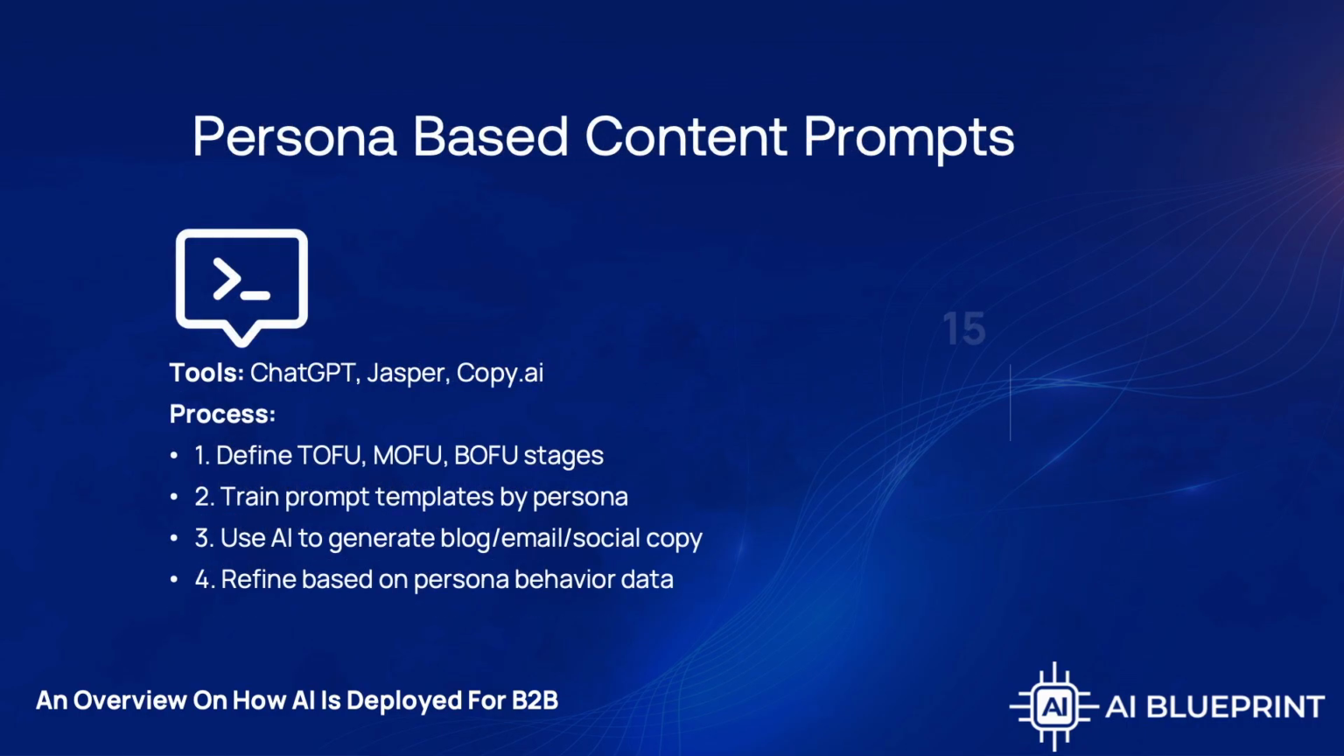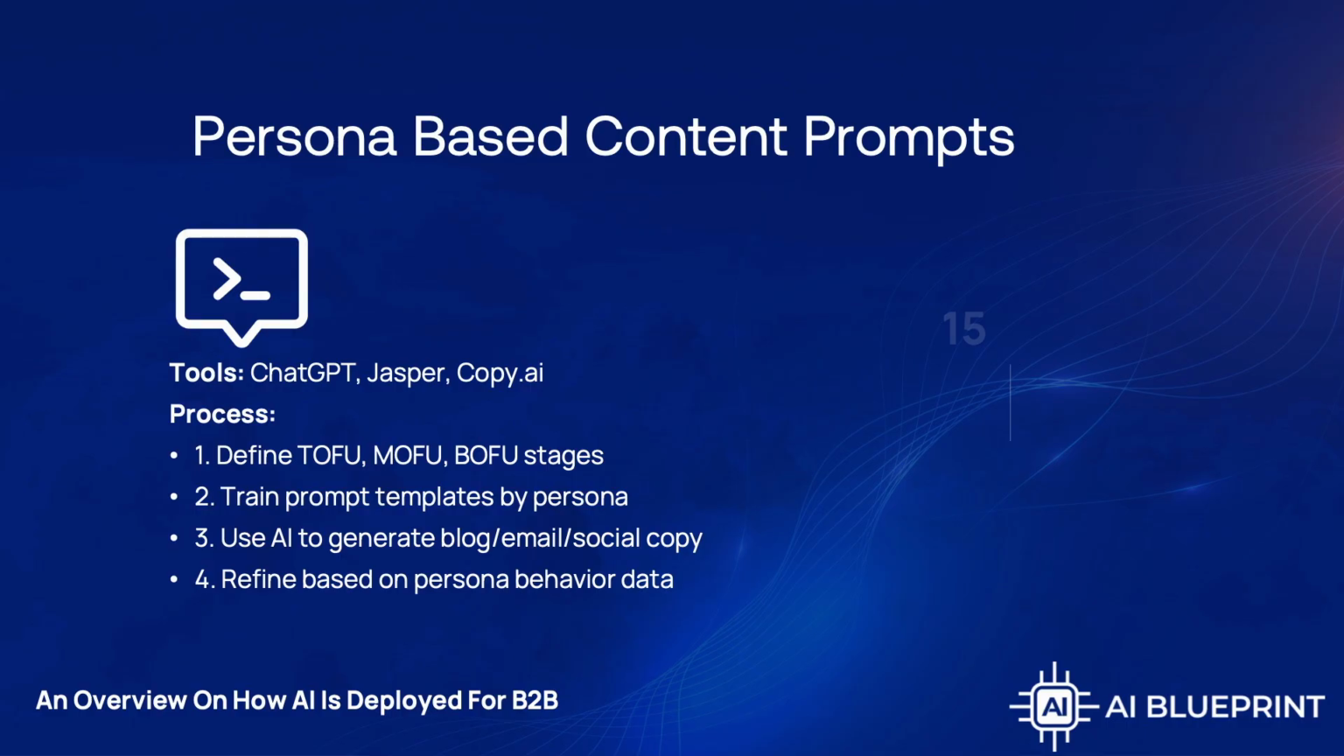So we need persona-based content prompts tools. We're going to use ChatGPT, Jasper, or Content AI. So we define the top of the funnel, middle of the funnel, and bottom of the funnel stages. We're going to train the prompt templates by persona. So we use AI to generate blog, email, social copy.